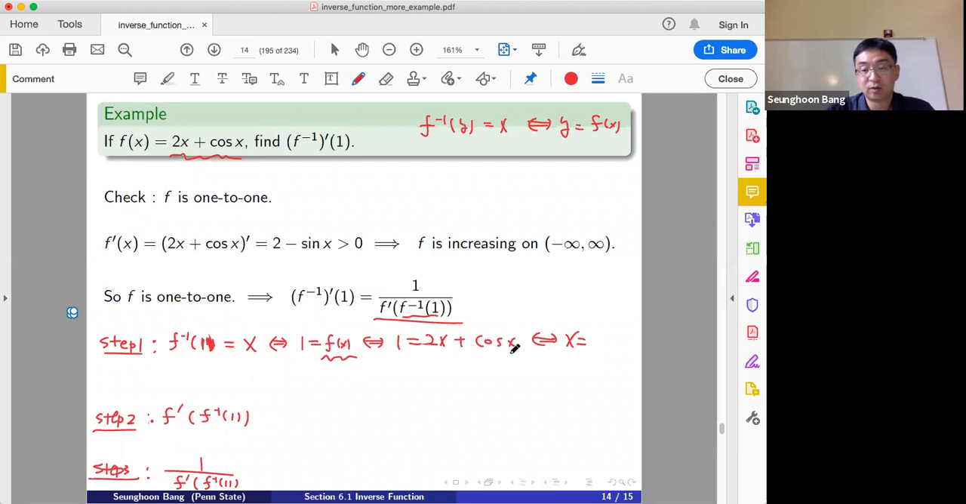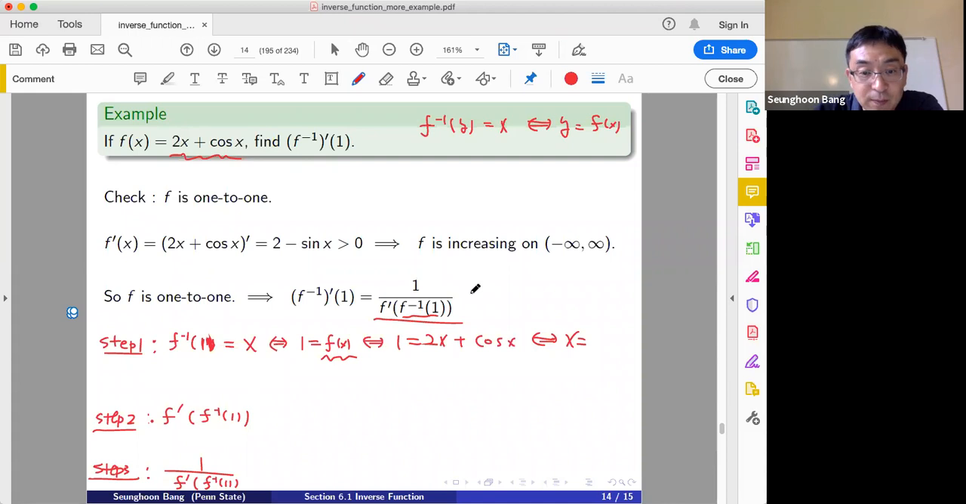Do you know what kind of x satisfies 2x plus cosine of x equals 1? So which number? You can guess. Pi, 2. You can try these whole things.